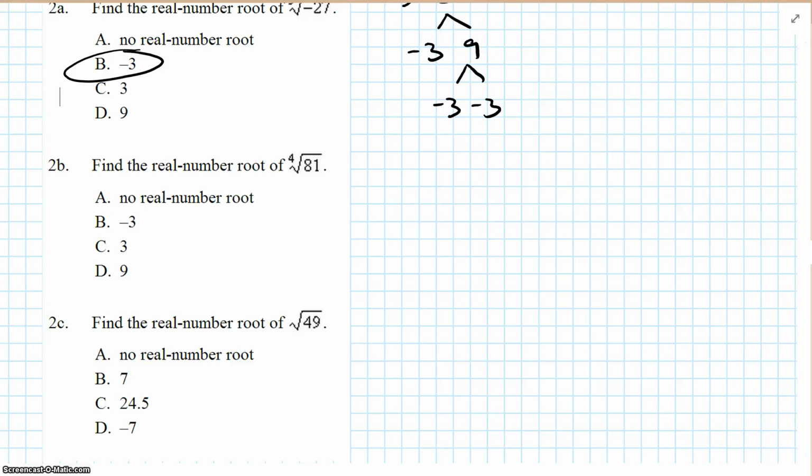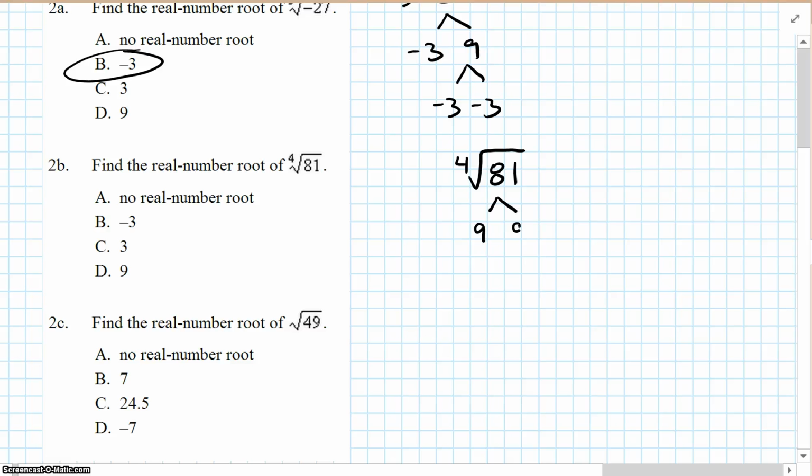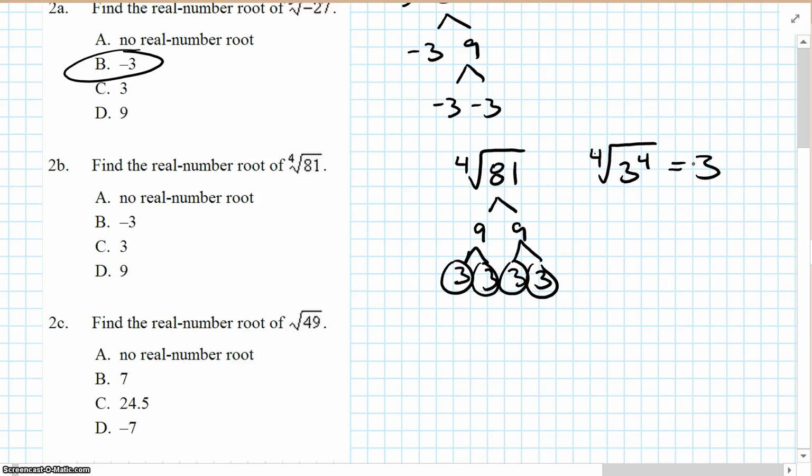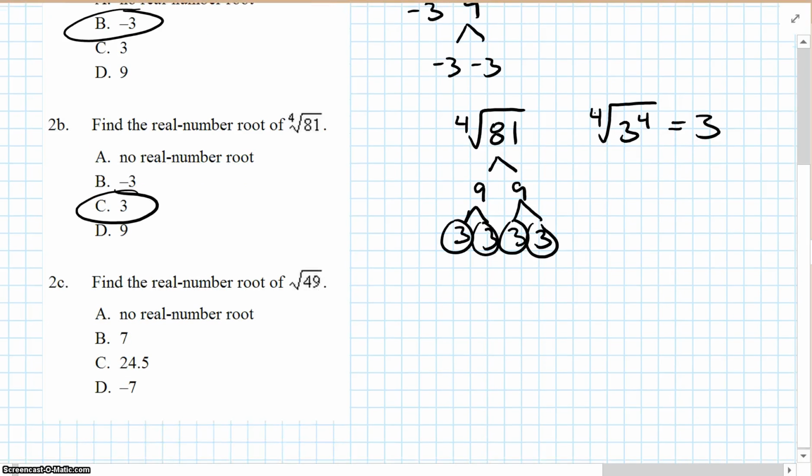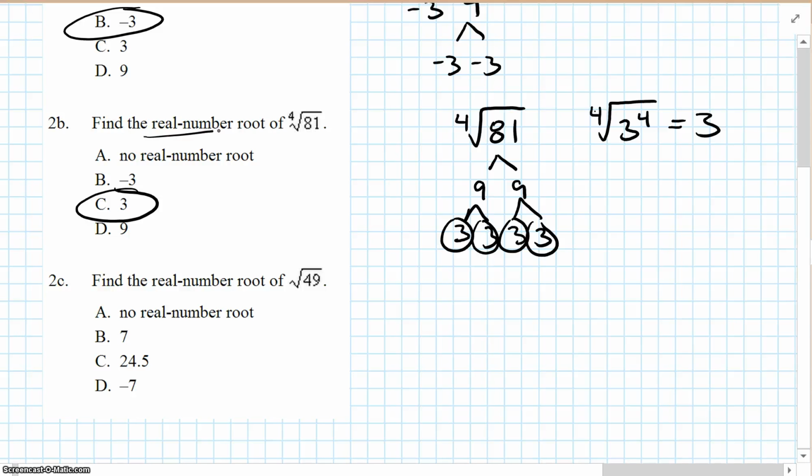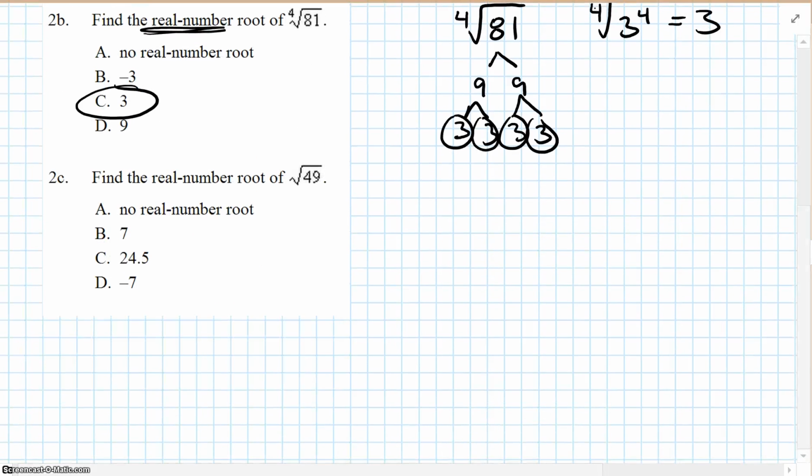Find the real number root of the fourth root of 81. So 81 is 9 times 9, and 9 is 3 times 3, 3 times 3, so 2, 3, 4. I could rewrite this as the fourth root of 3 to the fourth, which is 4 goes into 4 one time, which is 3. The reason it's not -3 as well is because it says the real number root. It doesn't say find all real roots.